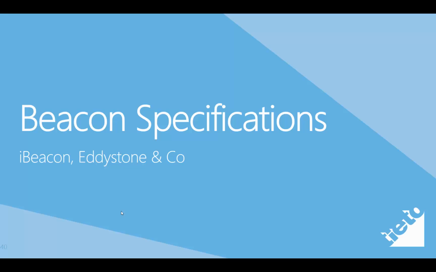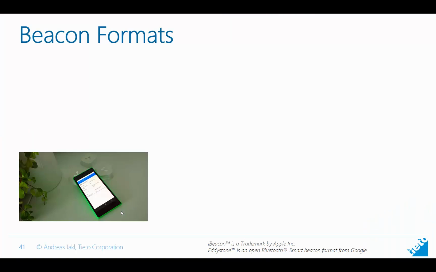So I've been talking a bit now about beacons, how they work, but how is this data actually structured that you want to send out, that you want to receive? So there's the Apple iBeacon, there's a smart beacon specification called Eddystone from Google. There are others like AltBeacon. So how do they work and how do they integrate with Windows so that you can actually work with environments that are out there that also work with Android and iOS devices? So let's take a look at those beacon formats.